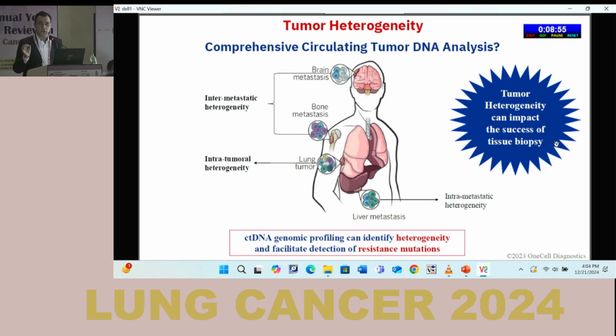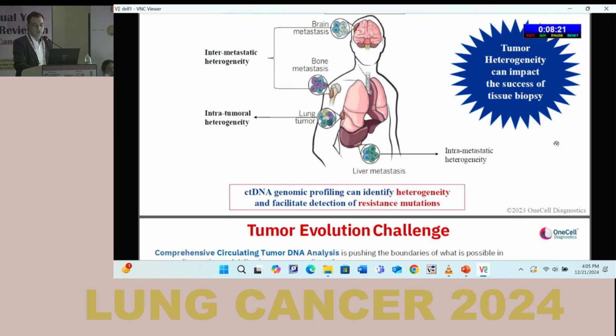Tumor heterogeneity is very important. We know it very well. If we talk about primary tumor heterogeneity, there is a difference between the clonal populations, and then when we go to the different metastases, be it brain, bone, or liver, you see intrametastatic heterogeneity. That's where tumor heterogeneity is impacting the success of tissue biopsy, and hopefully ctDNA-based liquid biopsy can help us identify that tumor heterogeneity and, more importantly, identify resistance signatures.